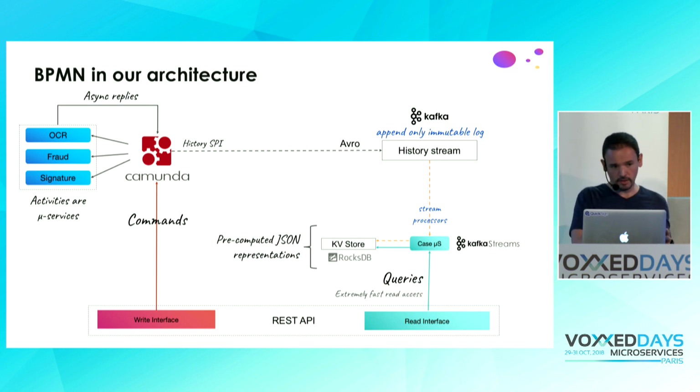In the key-value store, which means that when you query the key-value store using our read interface, you don't go through the whole Camunda stack. You don't go through its REST API. You don't go through the Java stack. You don't go through the database. You go straight in memory to the key-value store. So it's amazingly low latency. It's very fast.